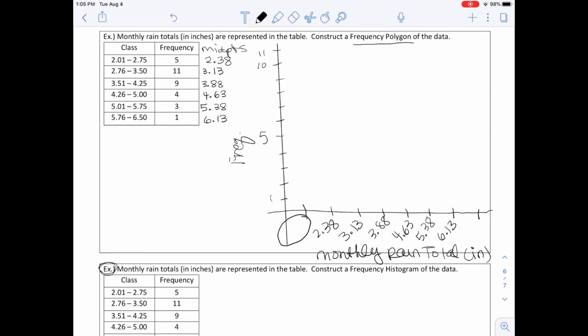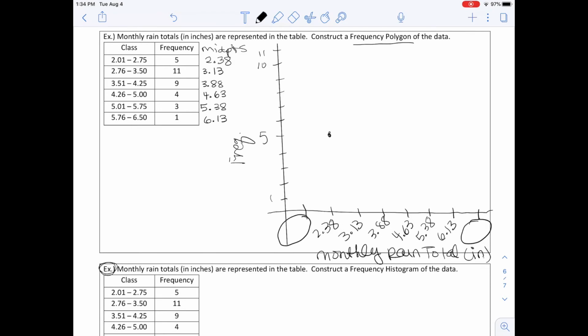And then I'm going to go ahead and circle these just so we don't forget them. And we'll do that at the end. So I need to come up with those numbers. These midpoints are all equally spaced, and we will discuss that shortly. But the first number that we have is 2.38. So at 2.38, we have a frequency of 5.